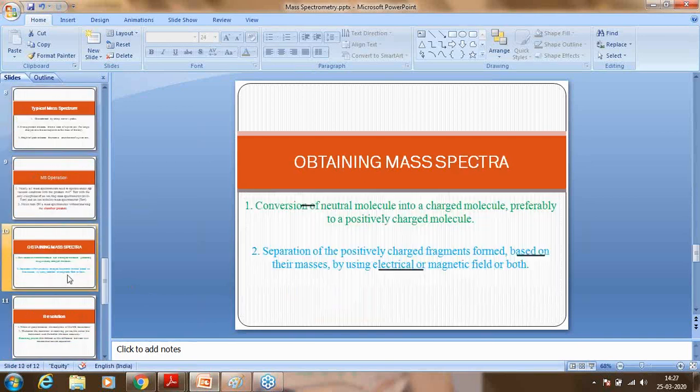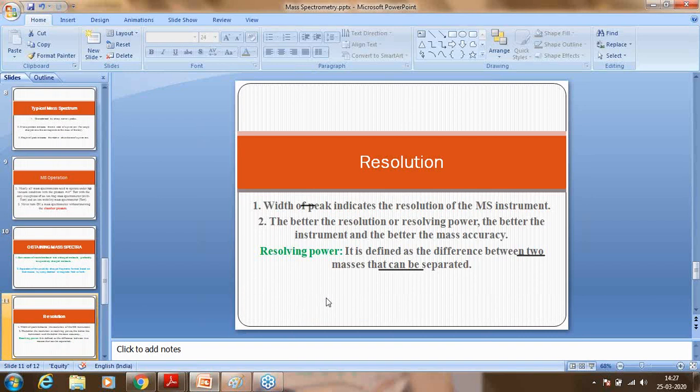MS operation, obtaining a mass spectrum. Resolution is the most important thing, because being an analyst, if the resolution is not good in the mass spectrum, we will not be able to identify or study the structure of the molecule. The width of the peak indicates the resolution of the MS instrument. I told you the peak should be sharp, with good resolution, narrow and sharp.